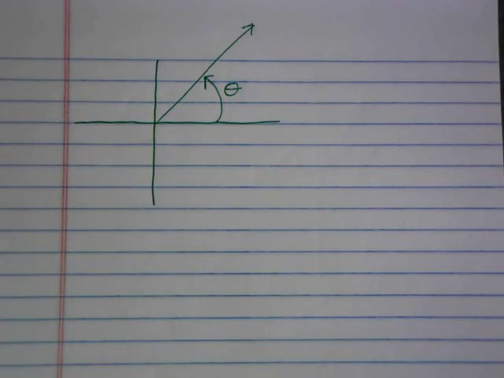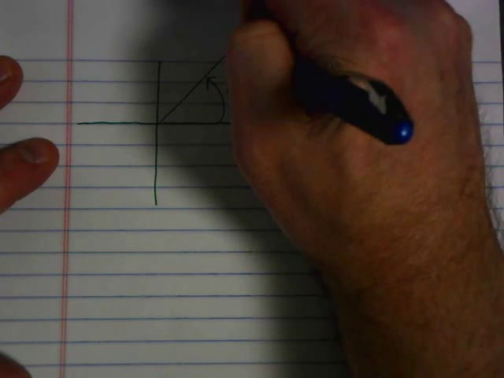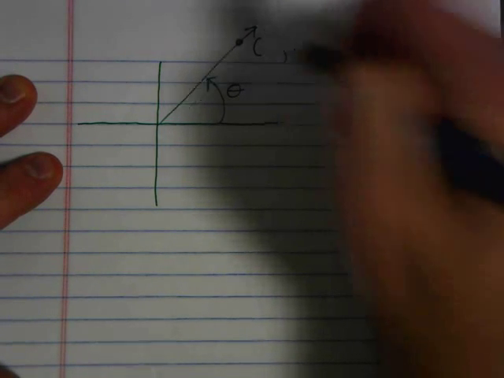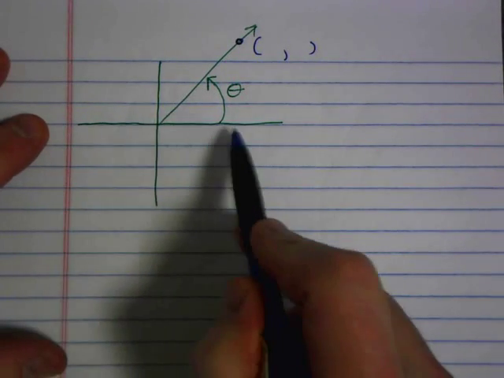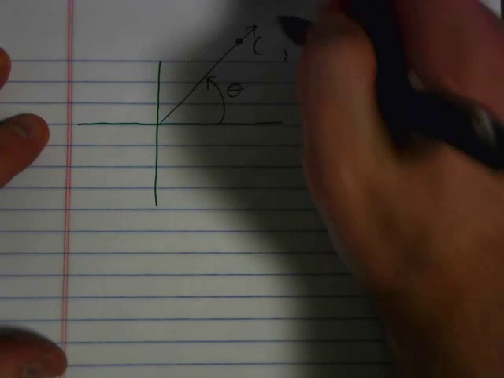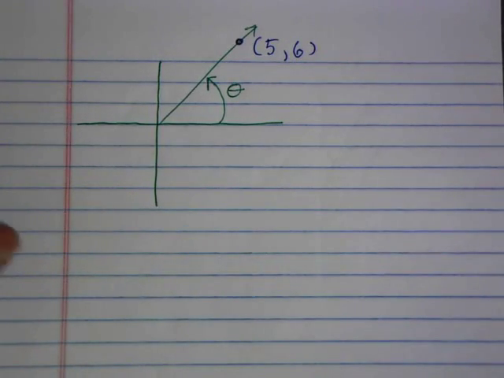I'm going to give you this angle theta. I don't know how many degrees it is. And I'm going to give you a point on that ray, right there. Somebody give me some reasonable numbers. What are some reasonable numbers for that point right there? 5. I don't want it to be 5.5. Let's make it 5.6. So I gave you a ray, and I gave you a point on that ray.